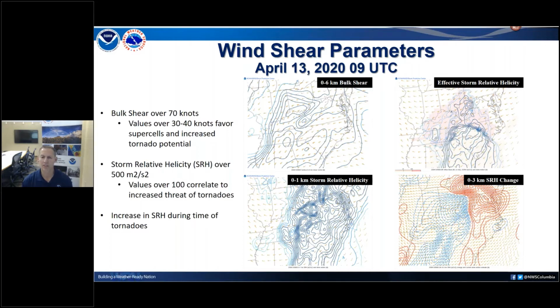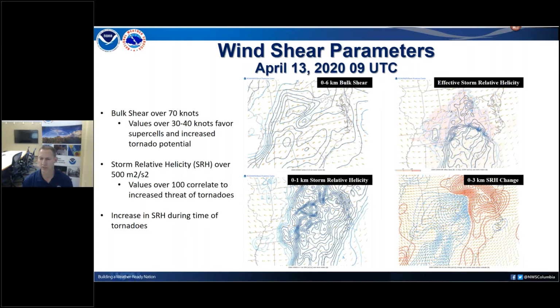The lower left-hand panel here is the storm relative helicity. This is basically the parameter that indicates how much shear there is in the lower levels. It helps spin up tornadoes. In this case, we had values at or above 500 meters squared per second squared. And that's a fairly significant value, way higher than the normal threshold. Values over 100 are correlated to an increased threat of tornadoes.